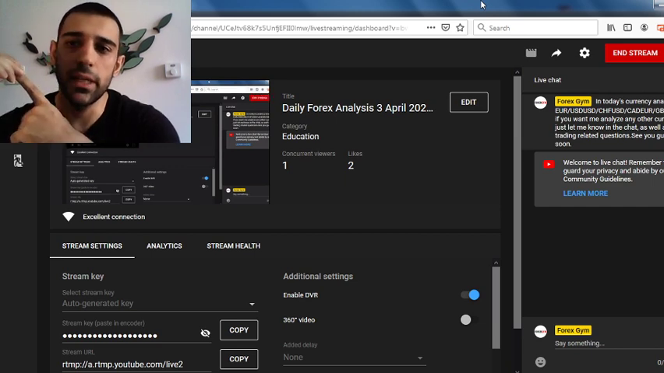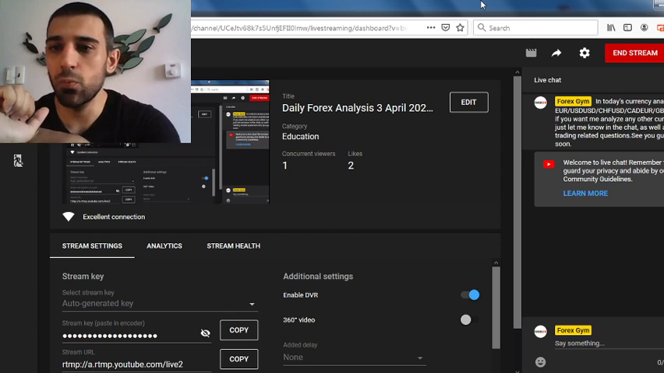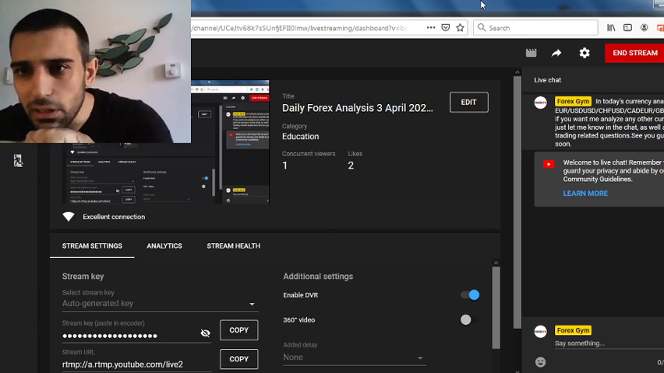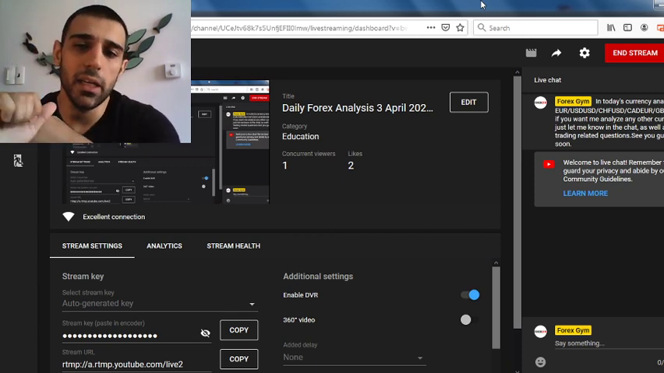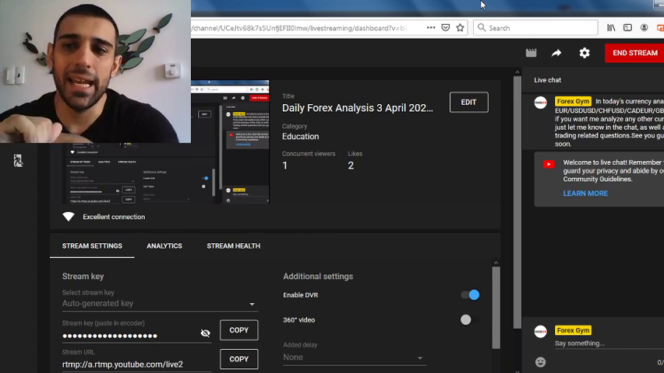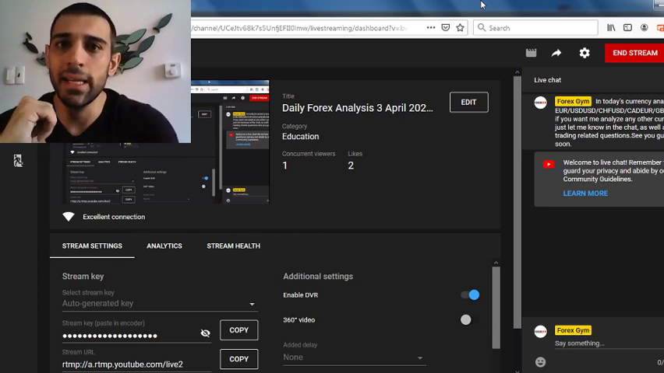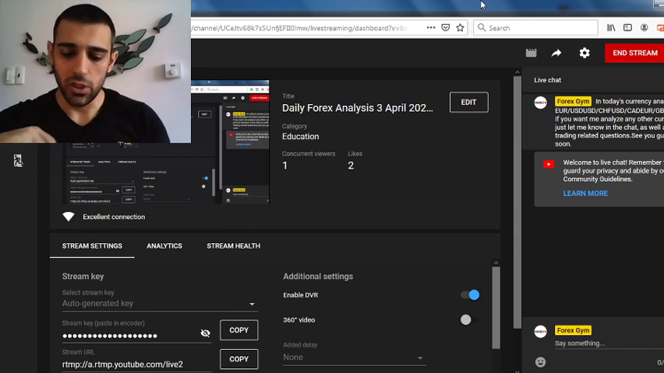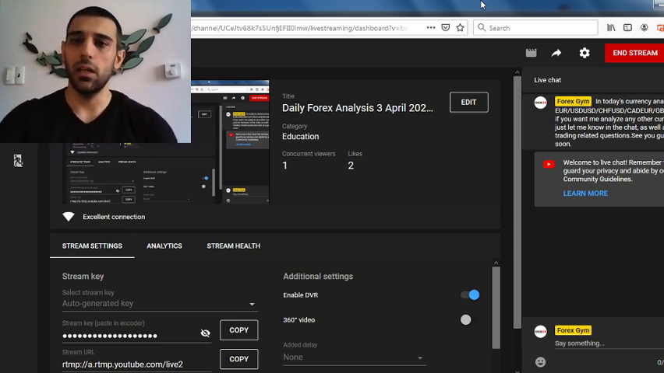We're going to start with the euro against US dollar, followed by US dollar against Swiss franc, US dollar against Canada, and euro against British pound. So these are the 4 currencies I'm going to be analyzing.